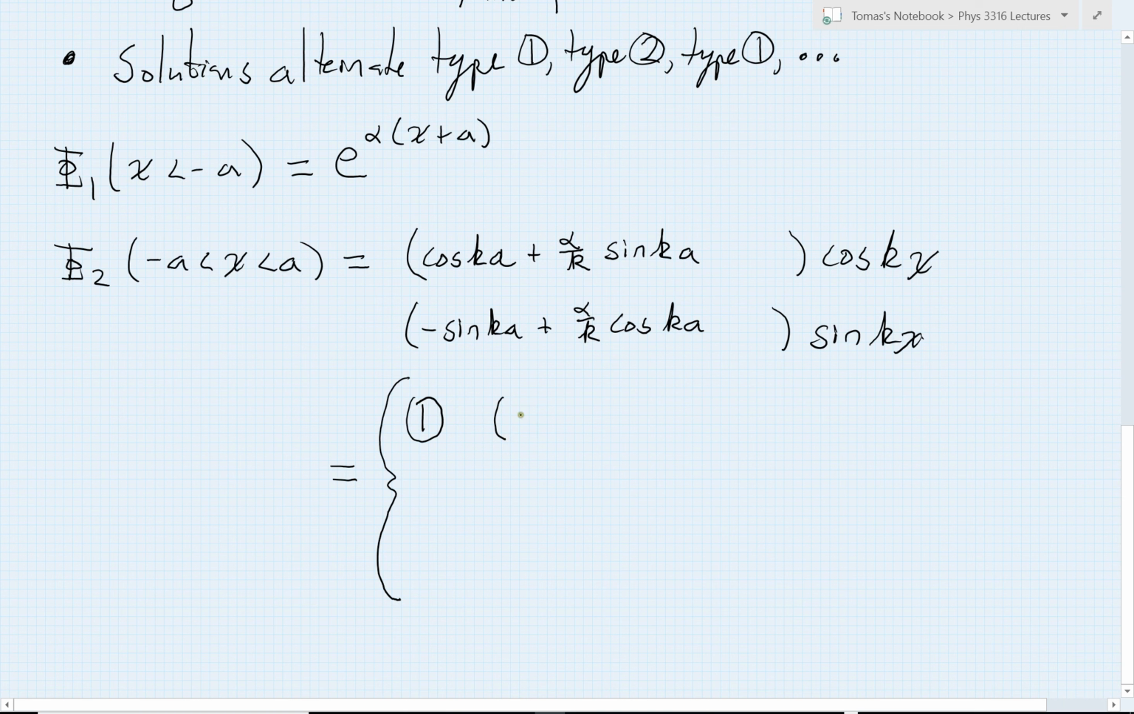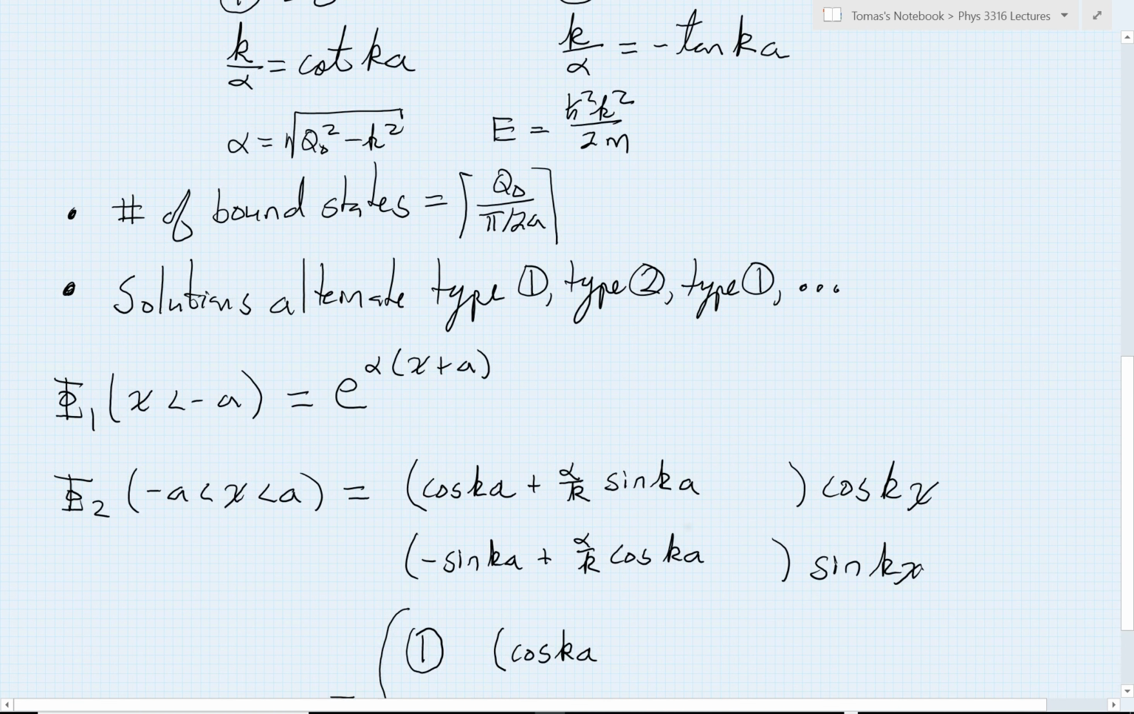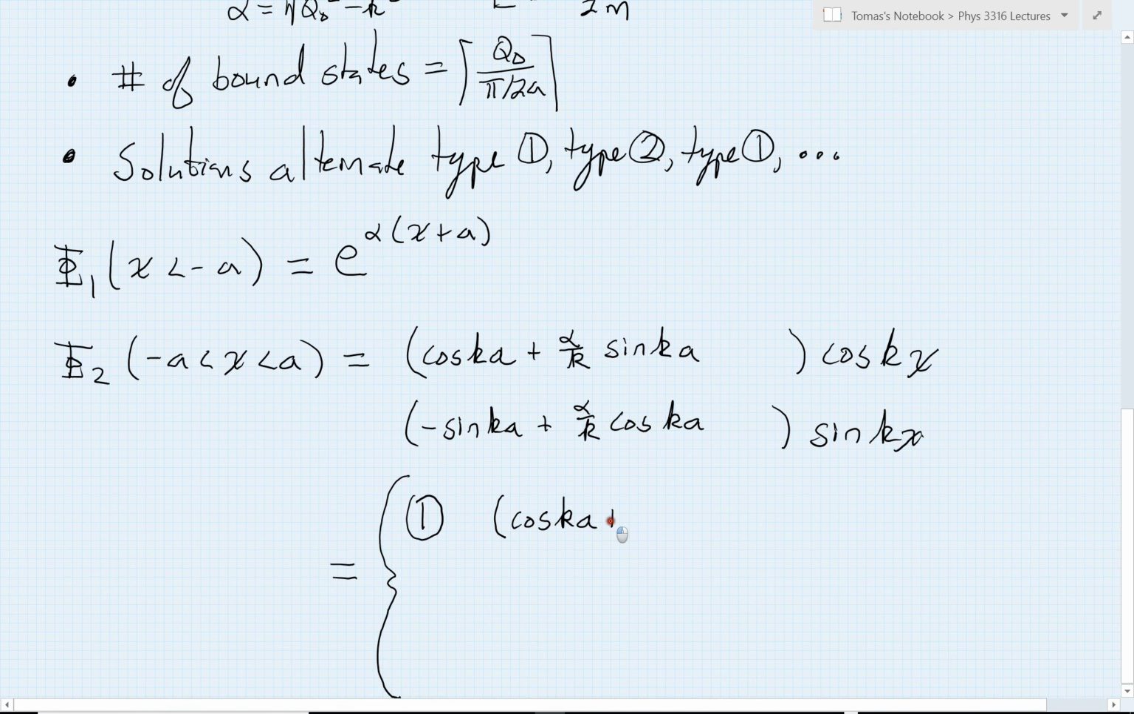And let's write down what that cosine piece actually becomes. So it's cosine Ka plus now alpha over k, remember, has a very specific value for a type 1 solution. That would be the reciprocal of the cotangent, in other words, the tangent, which is sine over cosine. So what I get is sine over cosine times sine gives me sine squared Ka over cosine of Ka. And all of that is multiplying cosine of Kx.